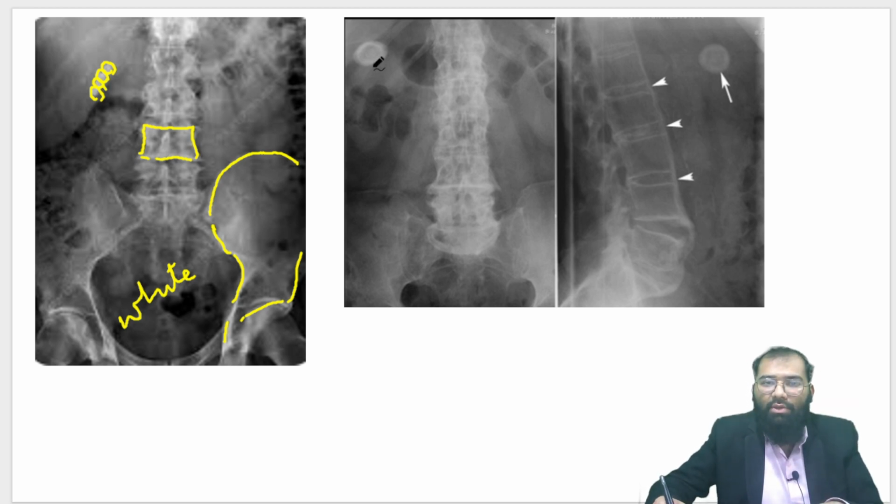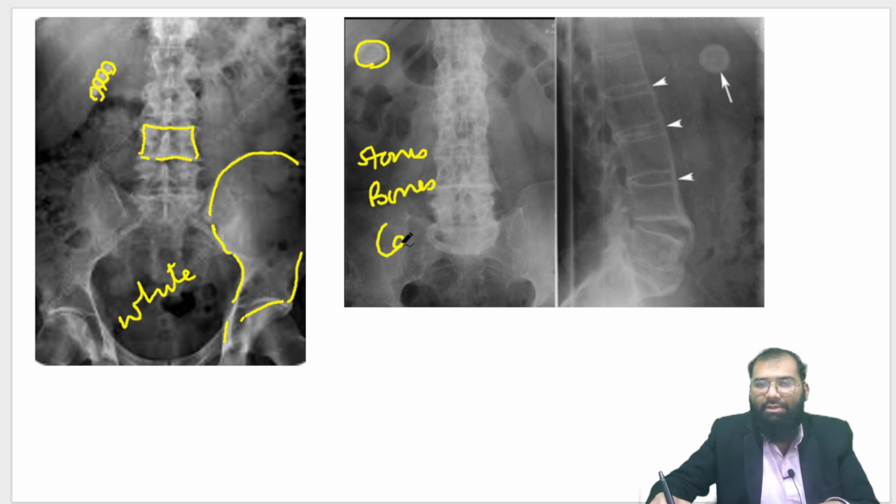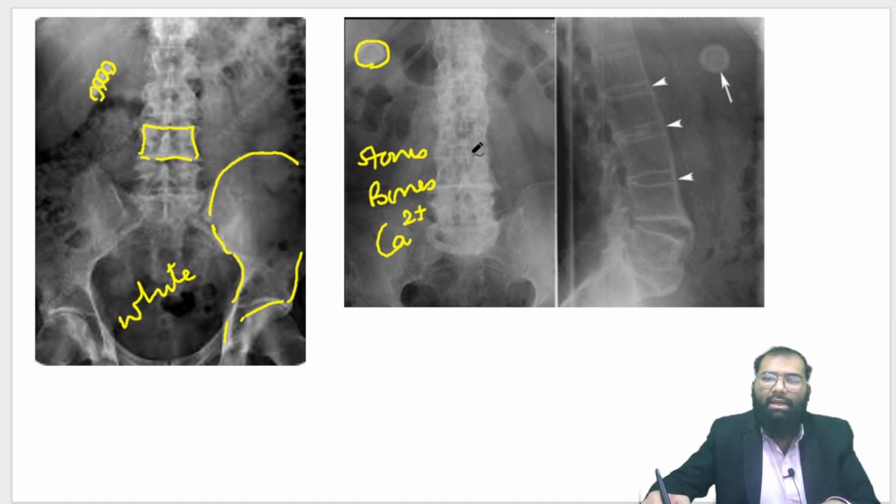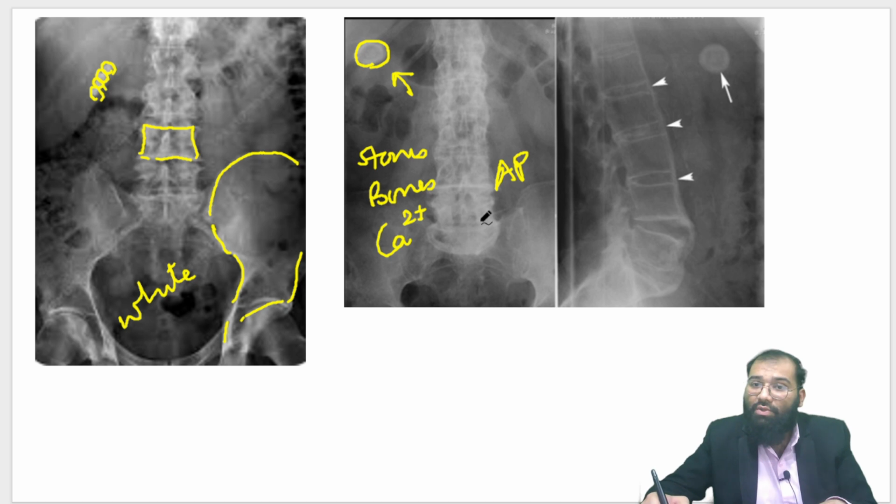Now, similarly, you can see here there is a stone. Remember, stones, bones and calcifications are bright on X-ray. Now, this is an AP view of the X-ray, that is, anteroposterior view. You have to differentiate if it is a gallstone versus a renal stone.